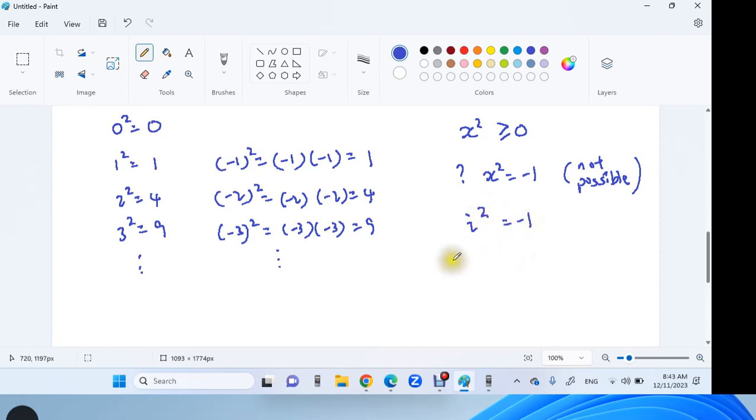Okay, i is what number? i is an imaginary number. So this is not a real number. This is a number that I imagine. So in my imagination, this value exists. Okay, so i squared equals negative 1, then i is the square root of negative 1.